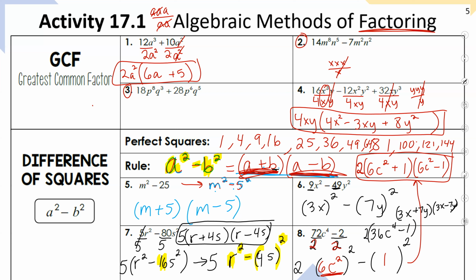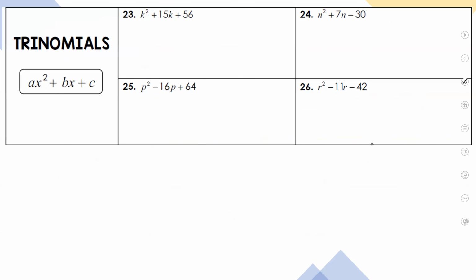All right, so that is the difference of squares. Now, we're going to move on to a review, factoring trinomials. I'm just going to do one with you because you guys know how to do this. I'll do number 25. I need 2 numbers that multiply to 64, but add to give me negative 16. Yep, negative 8 times negative 8 is 64. Negative 8 plus negative 8 is negative 16. So your answer is p minus 8. You have 2 of them, so just put a square. Those are your factors. I'm gonna let you guys do the other 3.